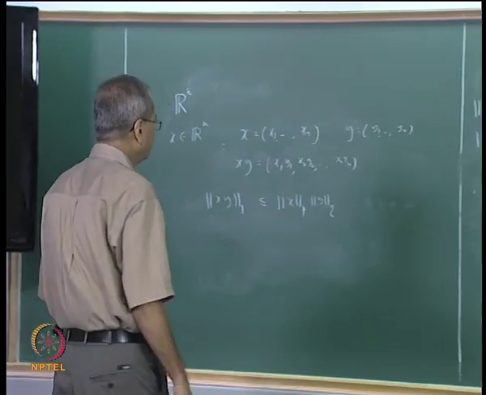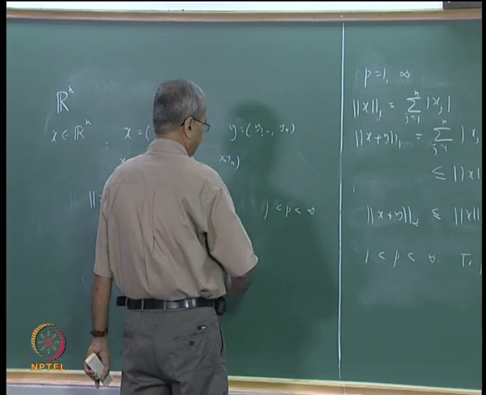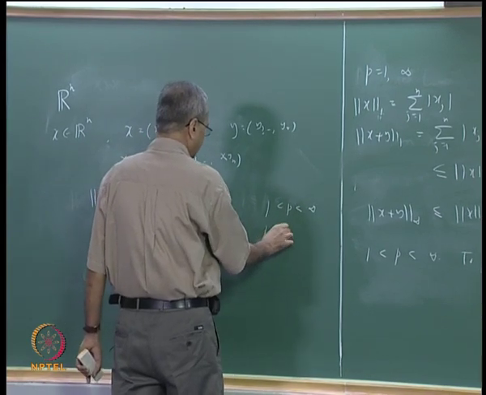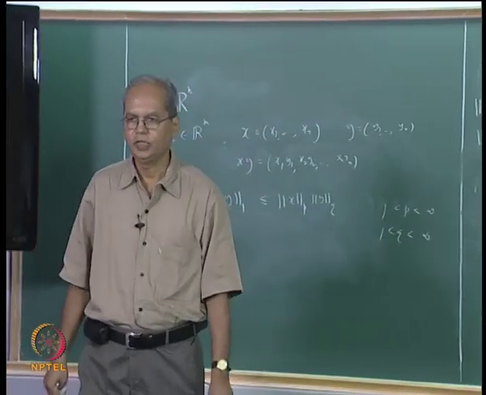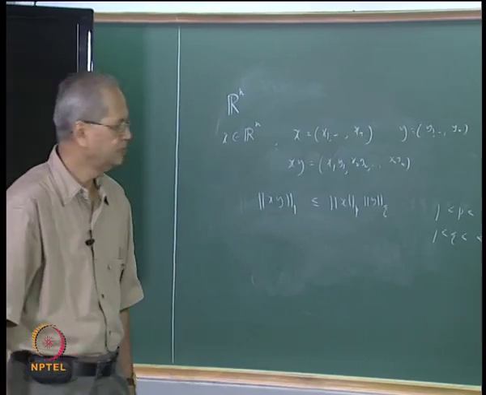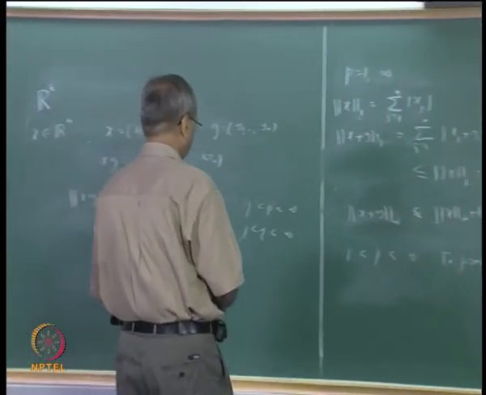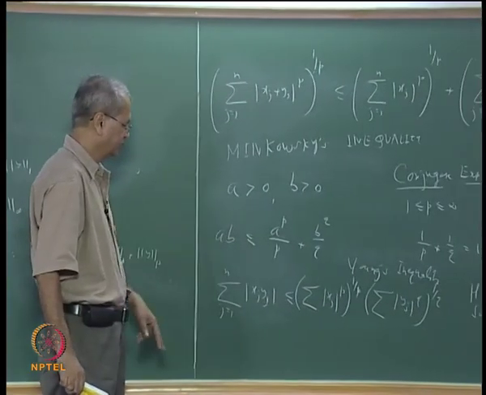So we shall only discuss the case 1 less than p less than infinity, and that will also imply 1 less than q less than infinity. If p lies strictly between 1 and infinity, q also lies strictly between 1 and infinity. Alright. Let us start from this first, the so-called Young's inequality.